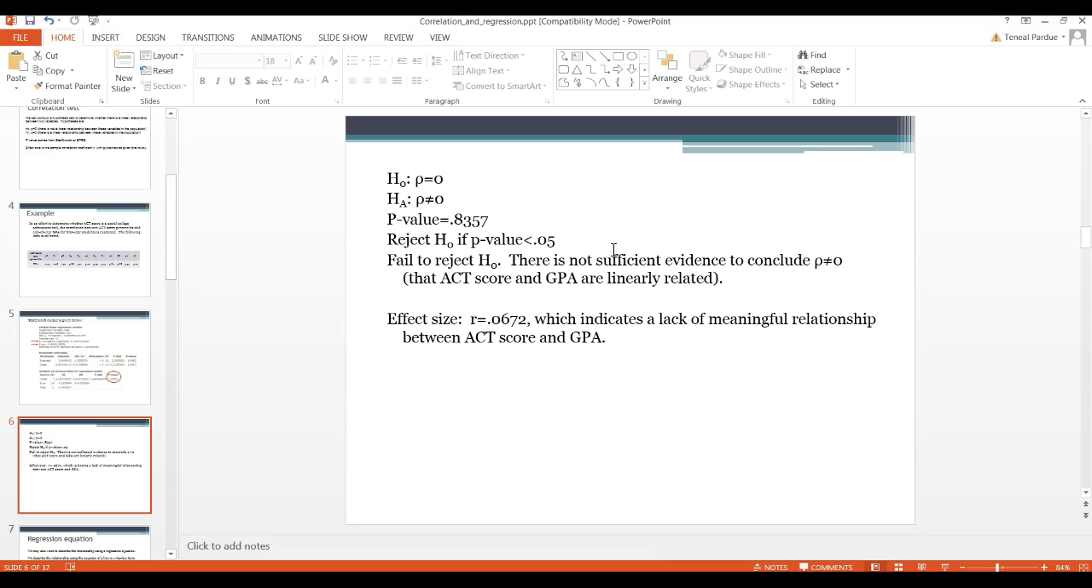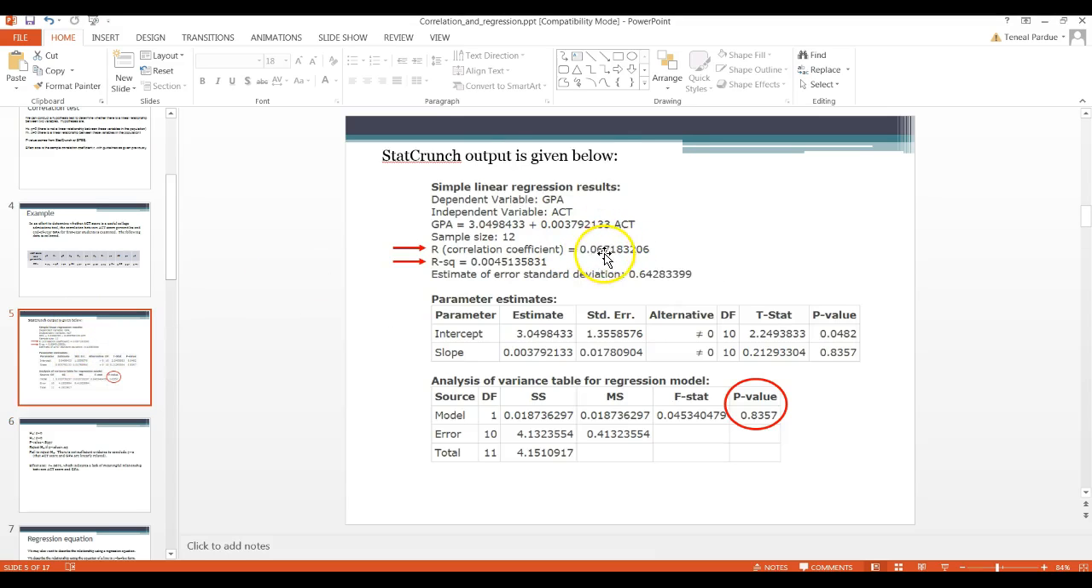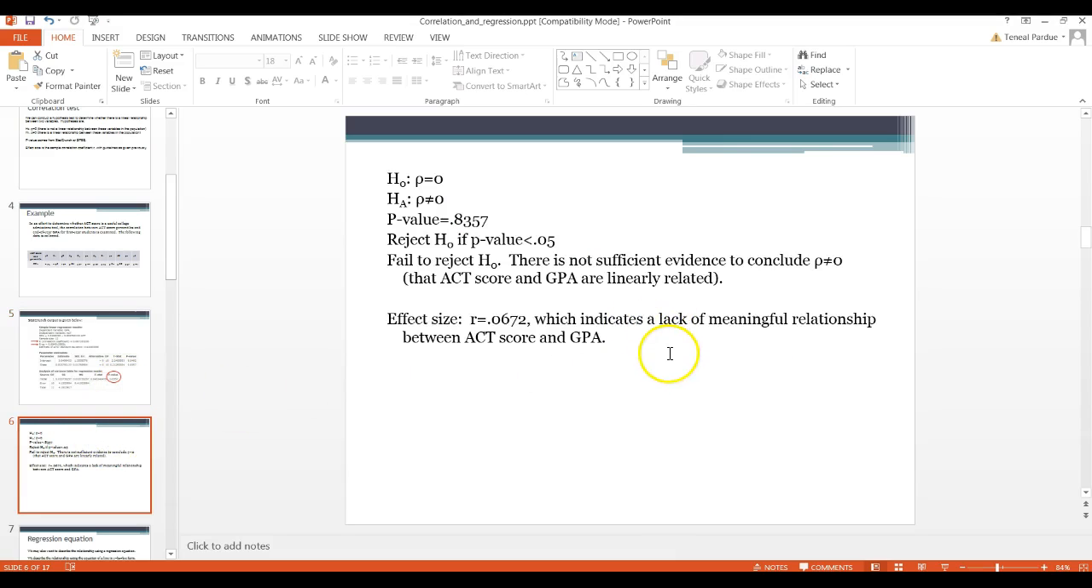Our effect size, the correlation coefficient, is 0.0672 from the output, which means that there's really not any meaningful relationship either way between ACT score and GPA. That's such a weak correlation that there's really nothing to that. All right, so that's the correlation test.